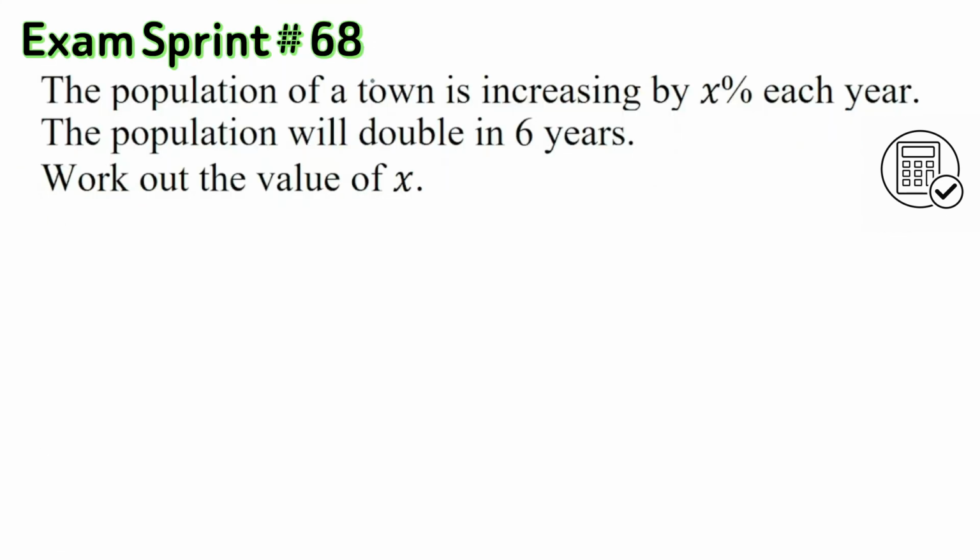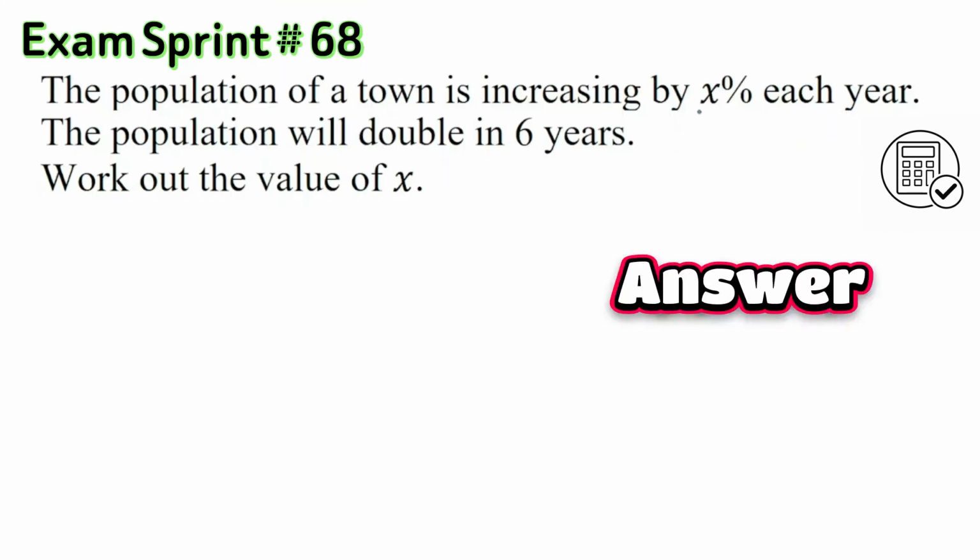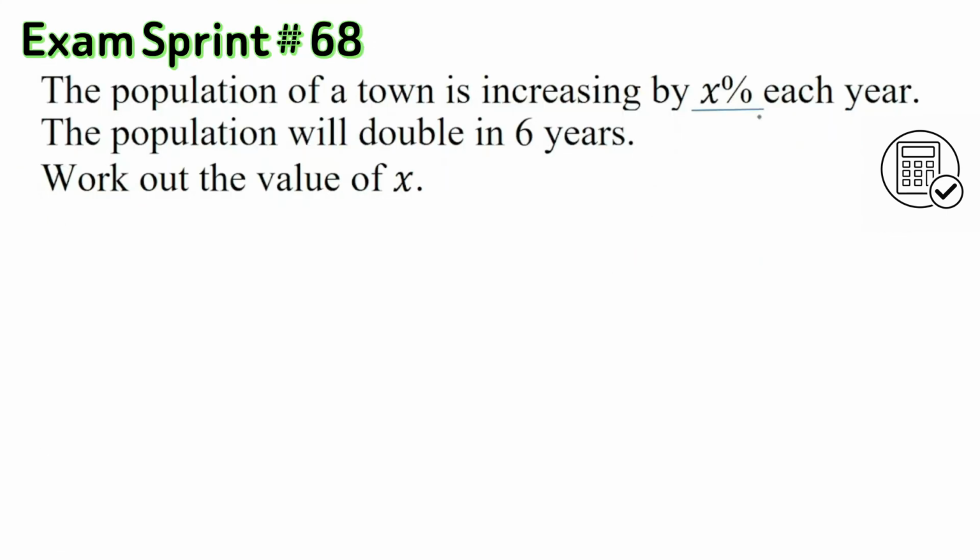The population of a town is increasing by X% each year. Now we don't know the multiplier. Imagine if the question said the population of the town is increasing by 7%. Now what can we do? 100% add 7%, 107%. We can get it like that. But we cannot get the multiplier here. So let's assume that the multiplier is M.